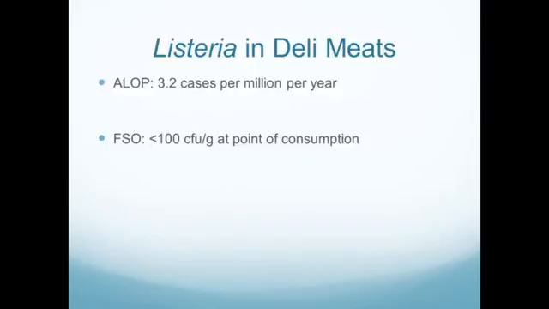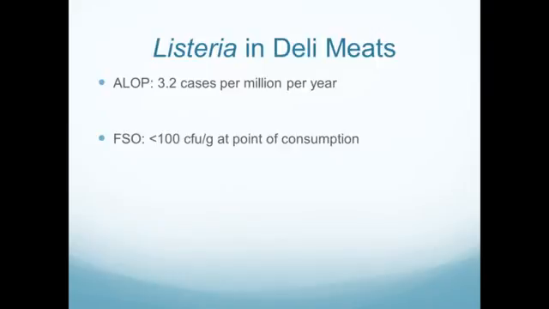So just to give you an idea with deli meats again, an acceptable level is 3.2 cases per million. That's based on the fact listeria is everywhere. We can't stop contamination, or we can minimize it, but we can't say it's 0. So that's an acceptable level, saying, well, yeah, we can accept 3.2 per million, even though if you're in the 3.2, it's not going to be too good.